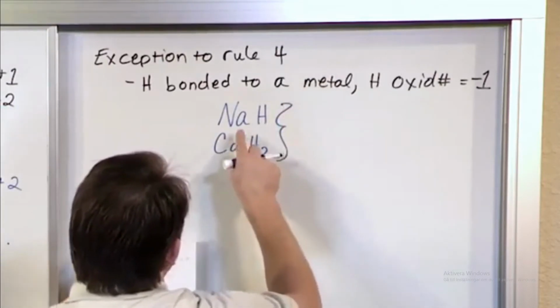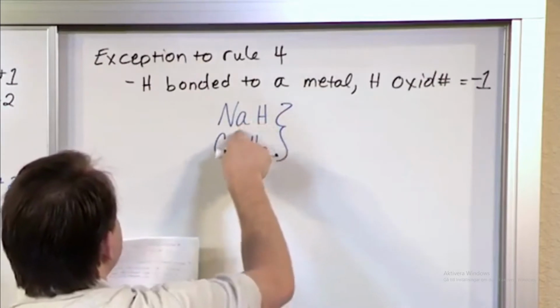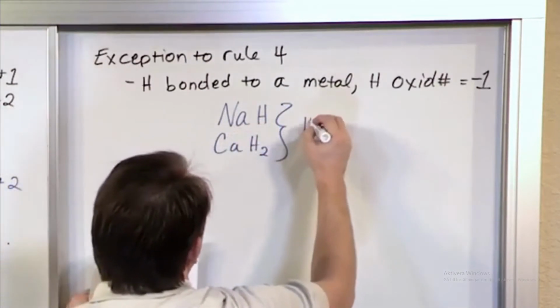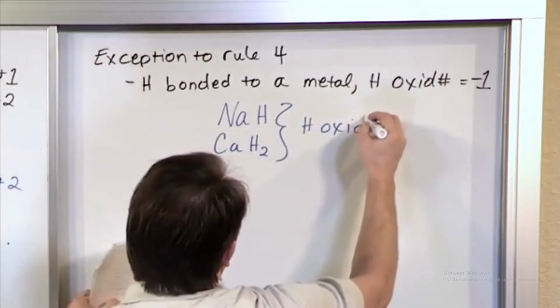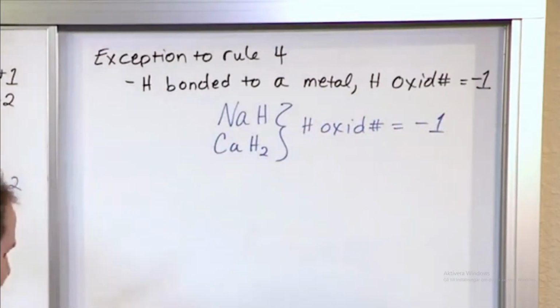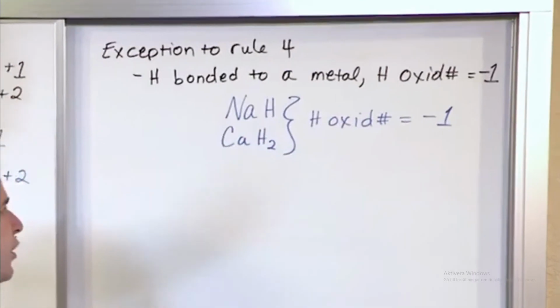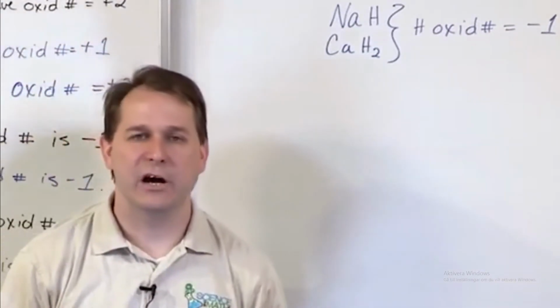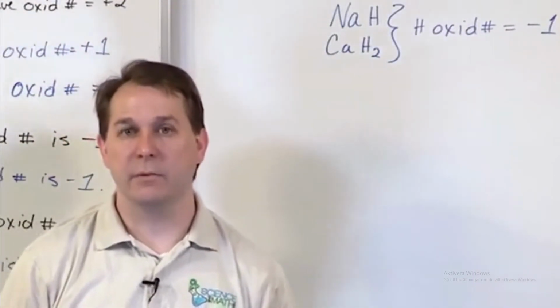So in both of these cases, you have the hydrogen bonded to a metal. All right? So the hydrogen oxidation number is negative 1. That's an exception because that's kind of rare. You don't see that too much. When you see hydrogen in compounds, it's not bonded to a metal most of the time.